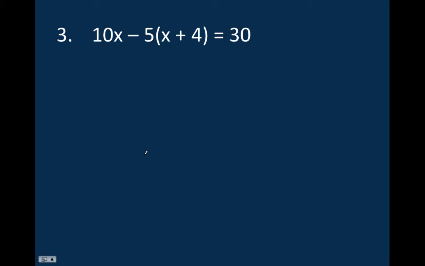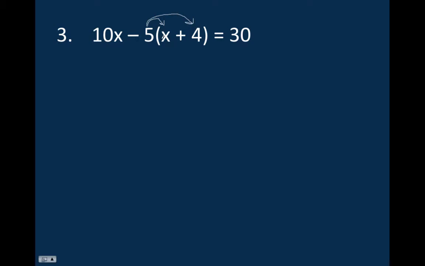Now let's try 10x minus 5, x plus 4. We need to distribute right away. Step 1. Distribute here and here. Negative 5 times x. Notice I said negative 5. The negative sign always goes with the number behind it. So this negative has to be distributed inside to the x and to the 4.